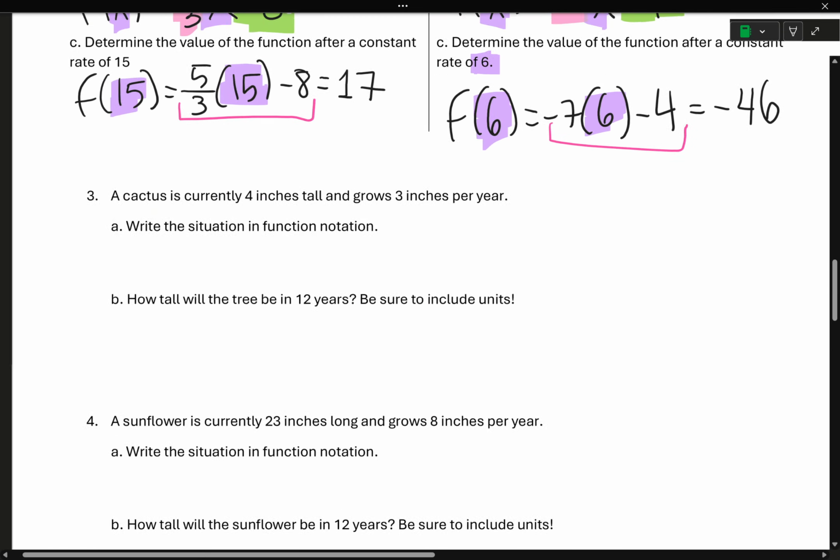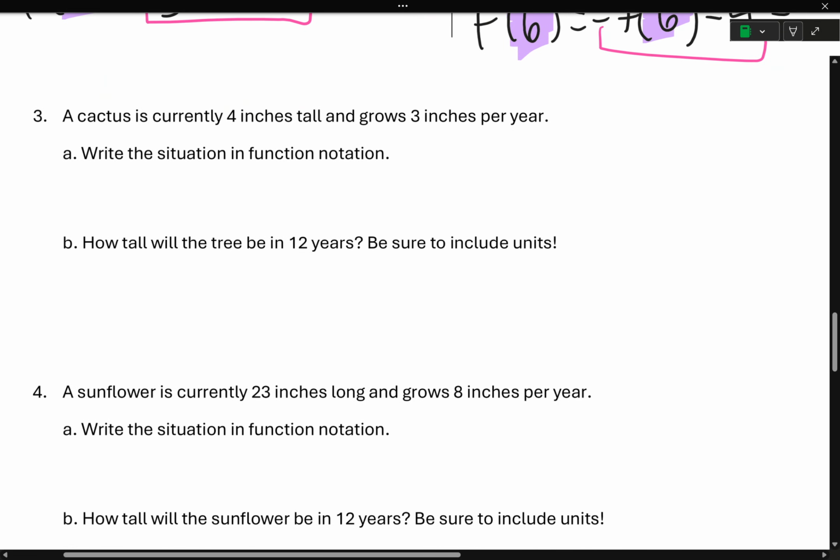Number 3. A cactus is currently 4 inches tall and grows 3 inches per year. Let's write the situation in function notation. Now for function notation, what we need is our slope or our rate of change and our b. That's our y-intercept, but that's our beginning. So let's decide, what is our change?